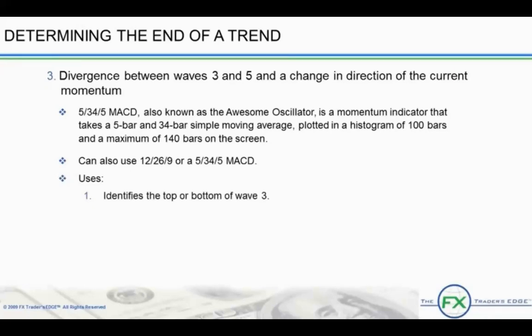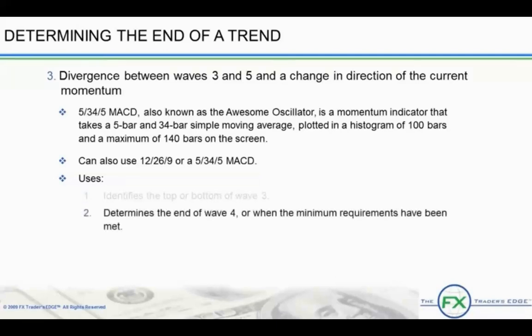Because all oscillators are lagging indicators, the top or bottom of wave 3 will be the highest or lowest price that occurs between 1 and 5 bars prior to the top or bottom in the oscillator. 2. The oscillator determines the end of wave 4, or when its minimum requirements have been met. This is evident when the histogram comes all the way back to the 0 line.